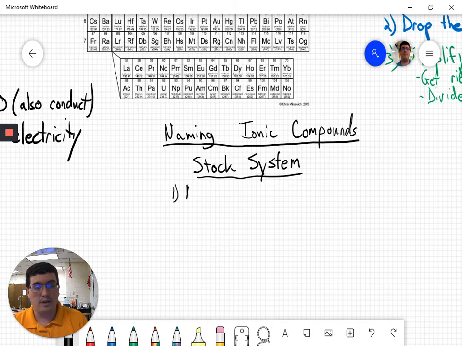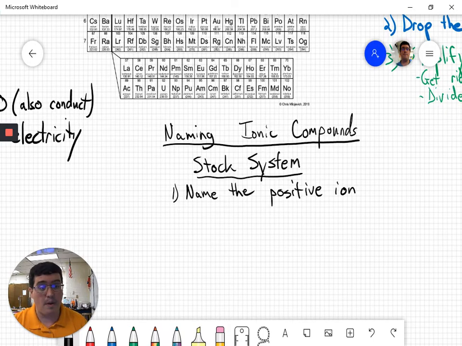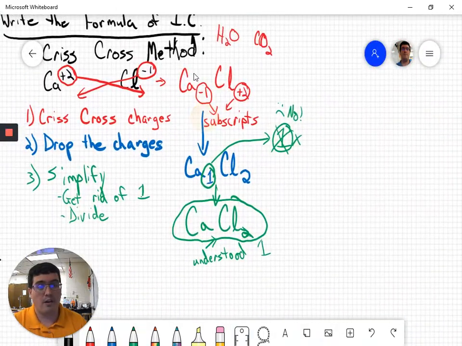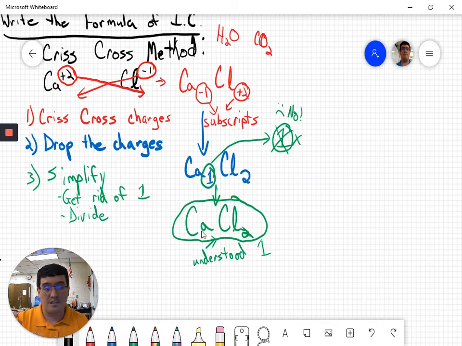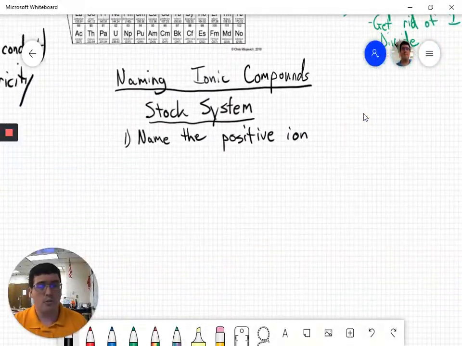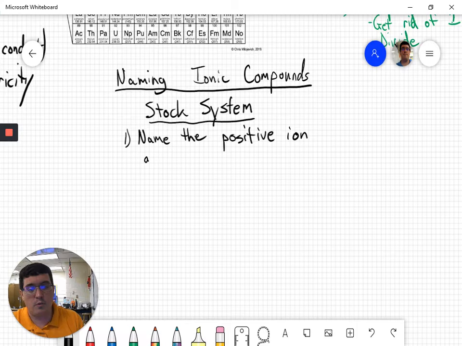Number one, we name the positive ion. So the first thing in the name is always the positive ion. And by the way, if you notice when we were writing these formulas, all the formulas I gave you, the positive ion is always given to you first. So that's always the case in the formula. If you need to know which one's positive, it's going to be the first element in the formula. Pretty simple, right? So we name the positive ion, but remember there are two different ways to name. There's two subparts to this.